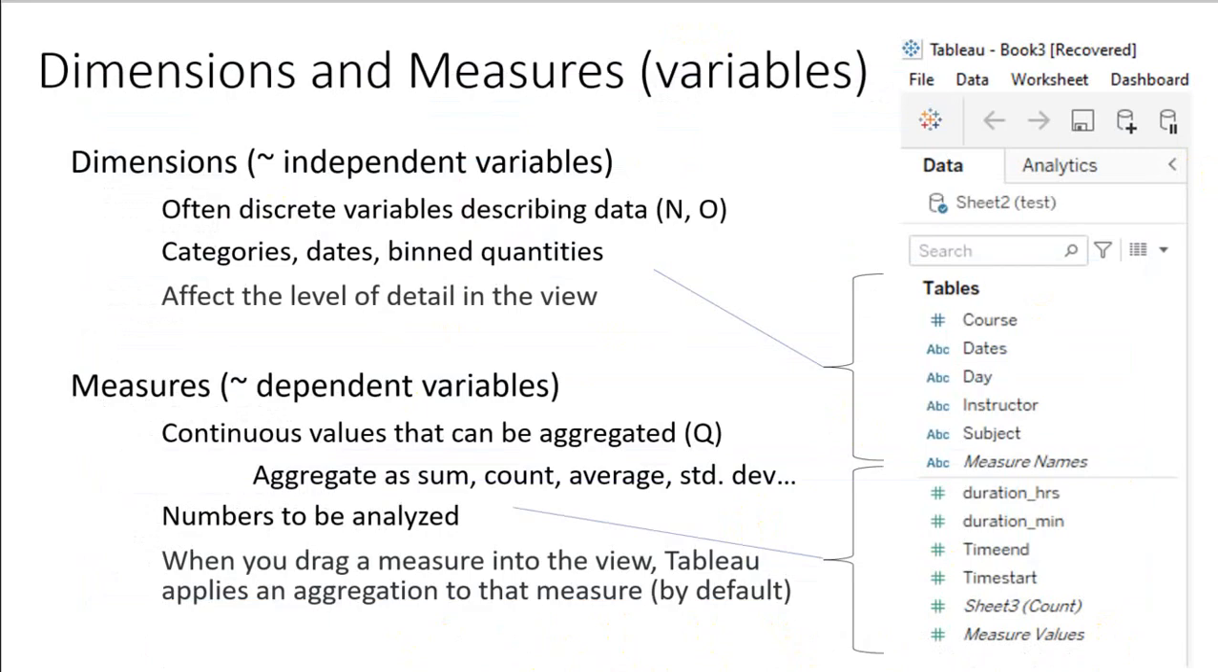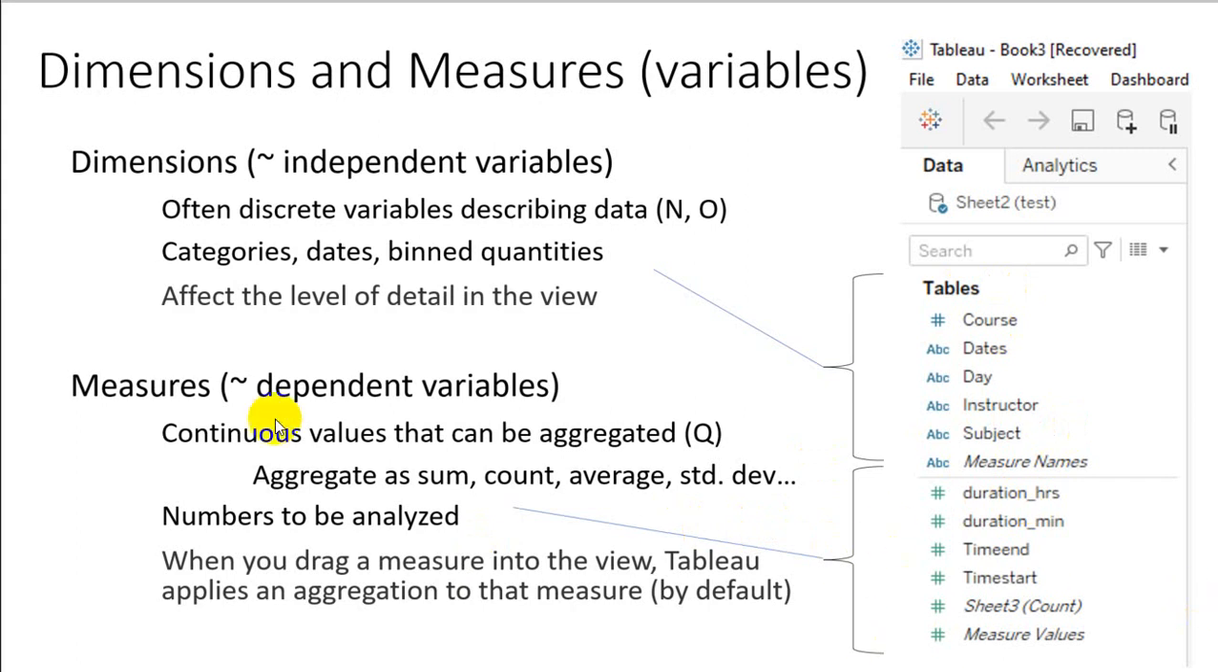Okay, taking it into Tableau, we work with dimensions and measures. Those are the variables we work with. And if you look over here, this should be very familiar to you when you load your data set. The top section are the dimensions. These are the independent variables. They're usually discrete, nominal, ordinal data, categories, dates, instructor, subject, course, like you see here.